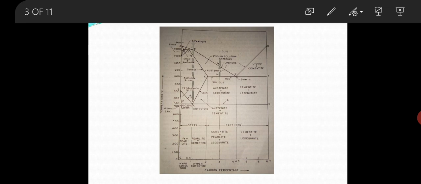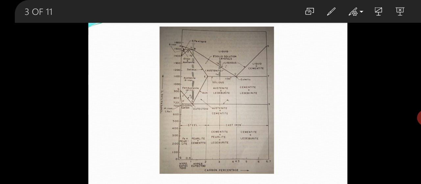So, the line A, B, C, D, this is the solidus line. You can refer to the book if it is not visible here, but I will tell you how to draw this diagram in the next video. Now I am explaining the diagram. In the next video, I will tell you where you have to start so that you can draw the diagram.